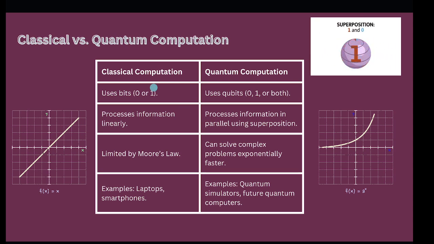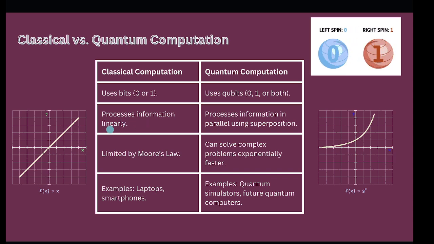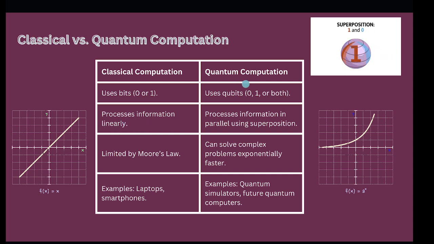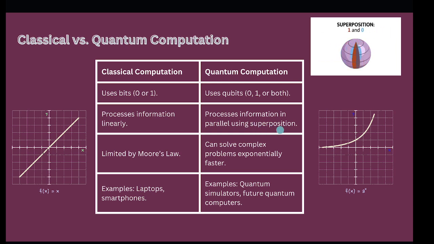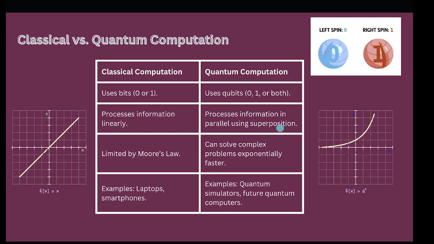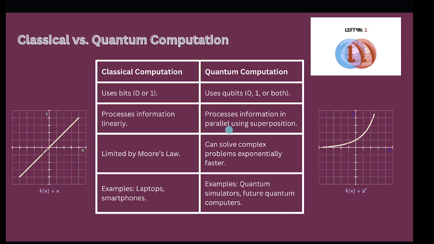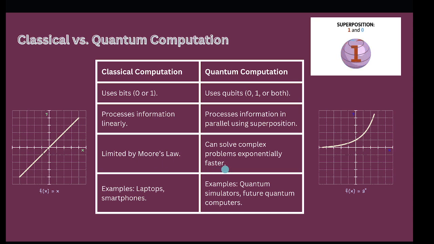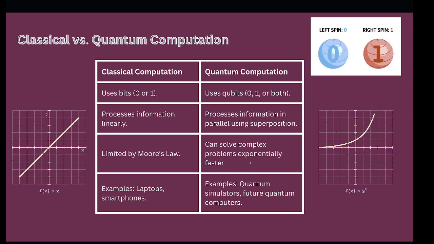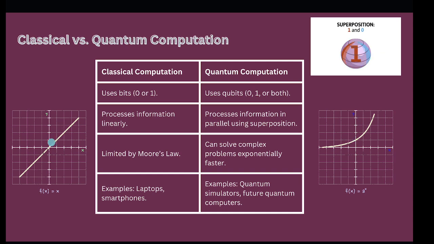Now in classical computation the information processing happens linearly, but in quantum computation we have the property of quantum mechanics which is superposition, and by using this we can do parallel computation as well. In classical computation we are limited by Moore's law, but in quantum we can solve problems exponentially faster as compared to the classical counterpart.